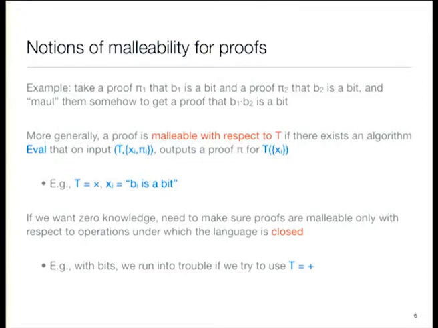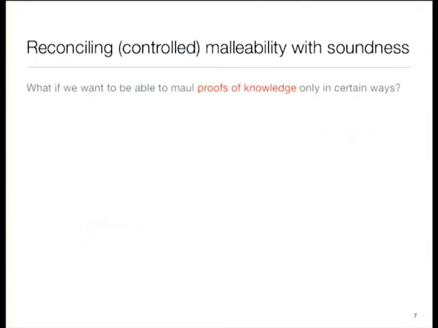We also want to reconcile malleability with some strong notions of soundness, like a proof of knowledge. Think about a proof of knowledge. It says that given a proof, I can extract a witness. So it's not clear what happens if we allow for these mauling processes: you form a proof, you know the witness, but then you give it to me and I can transform it, but I don't know the witness. So how do we reconcile those two?